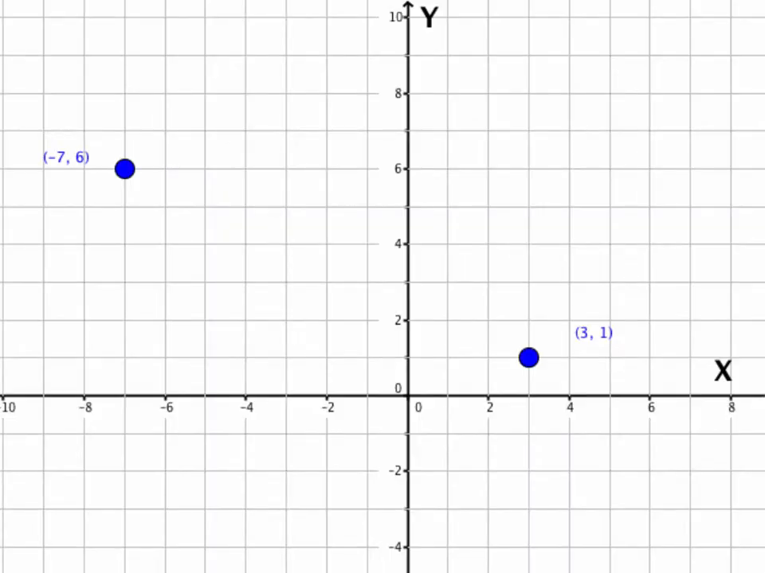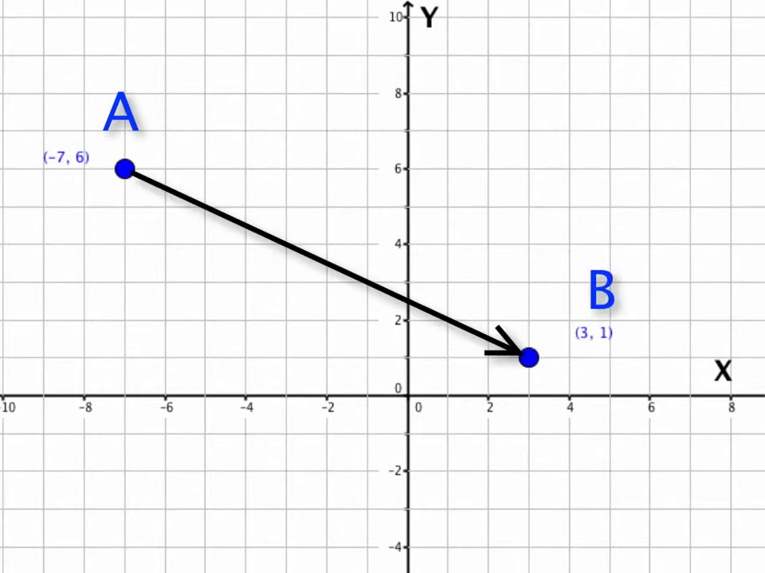All right, let's try another one. Now let's find the equation for the line containing the points -7, 6 and 3, 1. Again, first thing we want to do is draw these points on our graph, let's label them with their coordinates, and now let's use these to find the slope. Again, let's call -7, 6 point A and 3, 1 point B. All right, let's start by going from A to B.